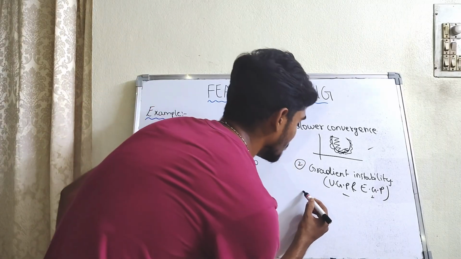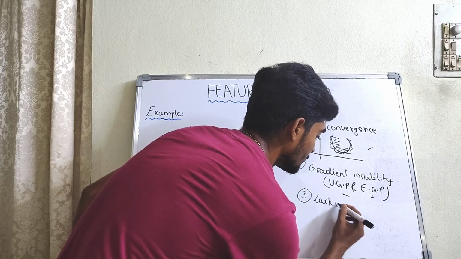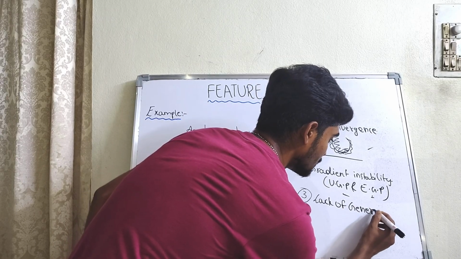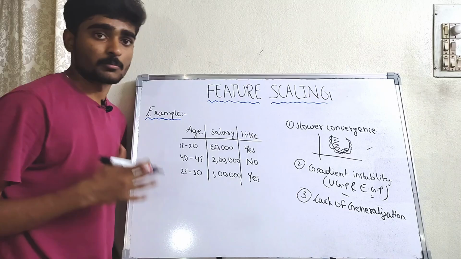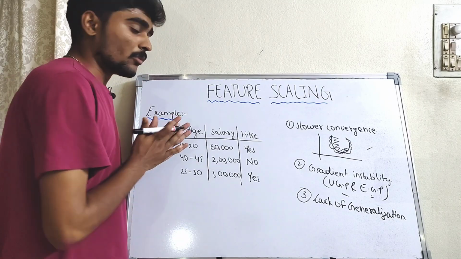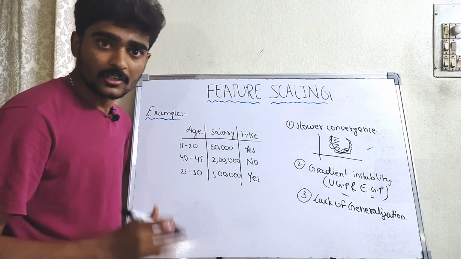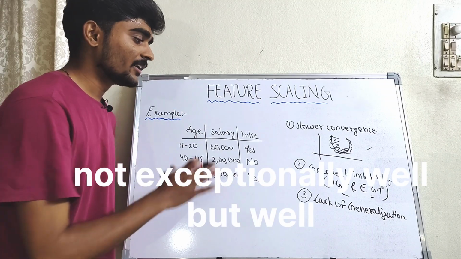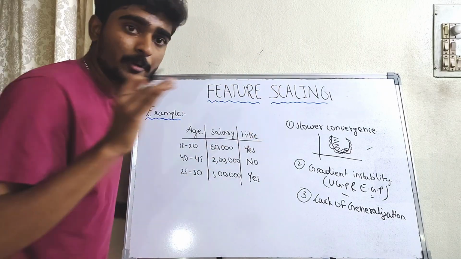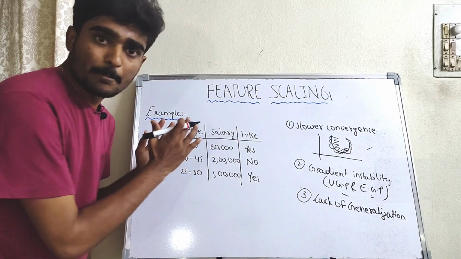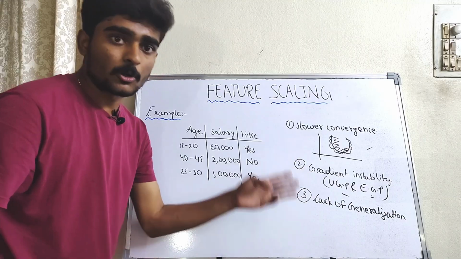The third problem is lack of generalization. In the lack of generalization problem, your model performs exceptionally well on the training data but completely fails on the test data. In the next section of the video, we'll take an imbalanced data set, feed it into a neural network, and see how these three problems occur.